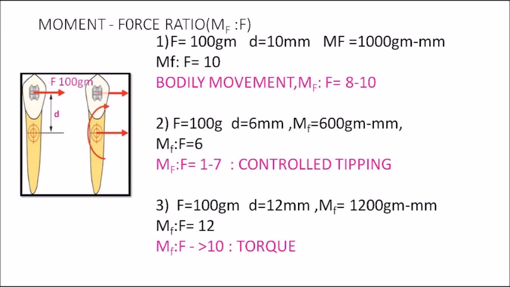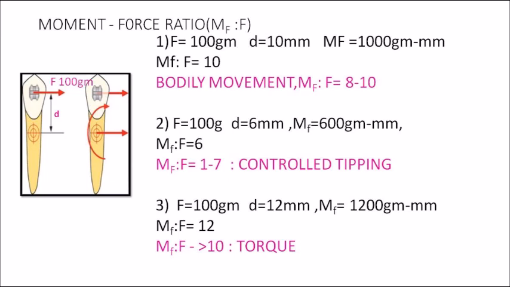Now the second scenario is one in which the same amount of force, 100 grams force, is being applied, but the distance is reduced to 6 millimeters. Now the bracket is positioned closer to your center of resistance. So when you're placing the bracket on a tooth, it is being placed more apically. Now in this scenario, the moment will be 100 into 6, that is 600 grams millimeter, and the ratio between moment and force will be 600 divided by 100, which gives a ratio of 6.